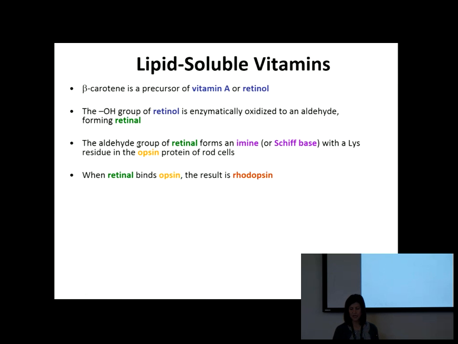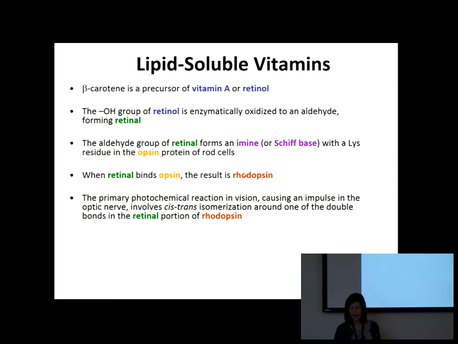So again, we're going to oxidize an OH to an aldehyde. And then we're going to put that aldehyde together with the nitrogen from a lysine residue and an opsin protein in your eye. When you have the aldehyde with the lysine, so you have the vitamin A with the protein, it's called rhodopsin. And then the photochemical reaction is taking a cis double bond and making it trans and going back and forth. We're going to take that retinol portion, that vitamin A portion of the rhodopsin, and go back and forth. And that's what the nerve impulse will be.